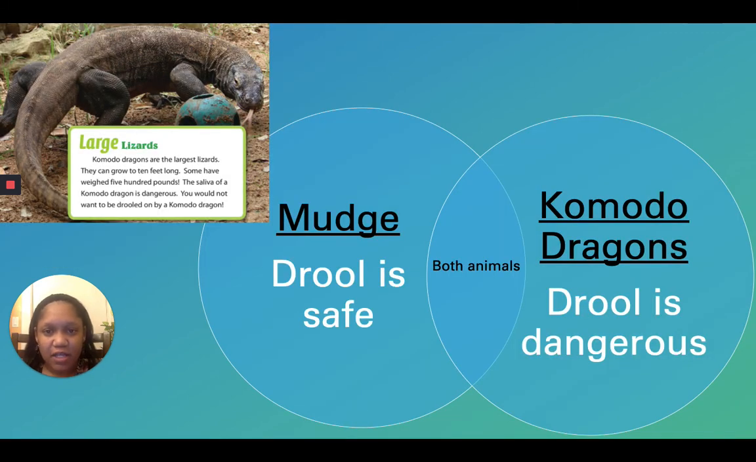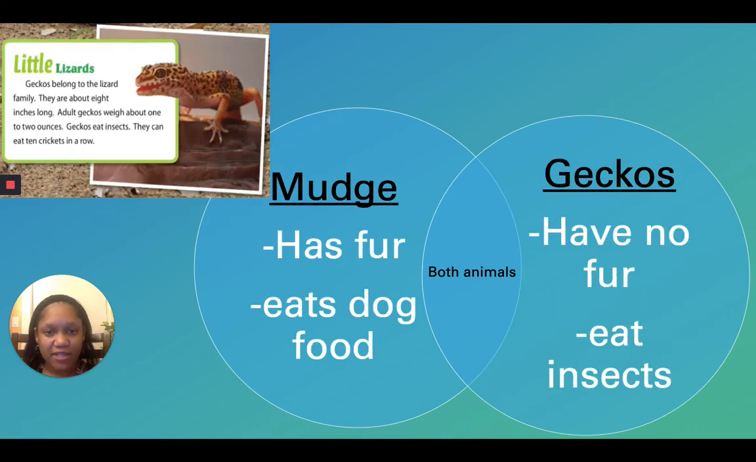Let's share. So, Mudge has drool that is safe, but the Komodo dragons, they have drool that is dangerous. Remember it said you would not want to be drooled on by a Komodo dragon. How are they the same? Well, they're both still animals. Now let's take a look at the gecko. Mudge has fur and eats dog food. The geckos, they have no fur and they eat insects. That's how they're different. But they're both animals. That's how they're both the same.